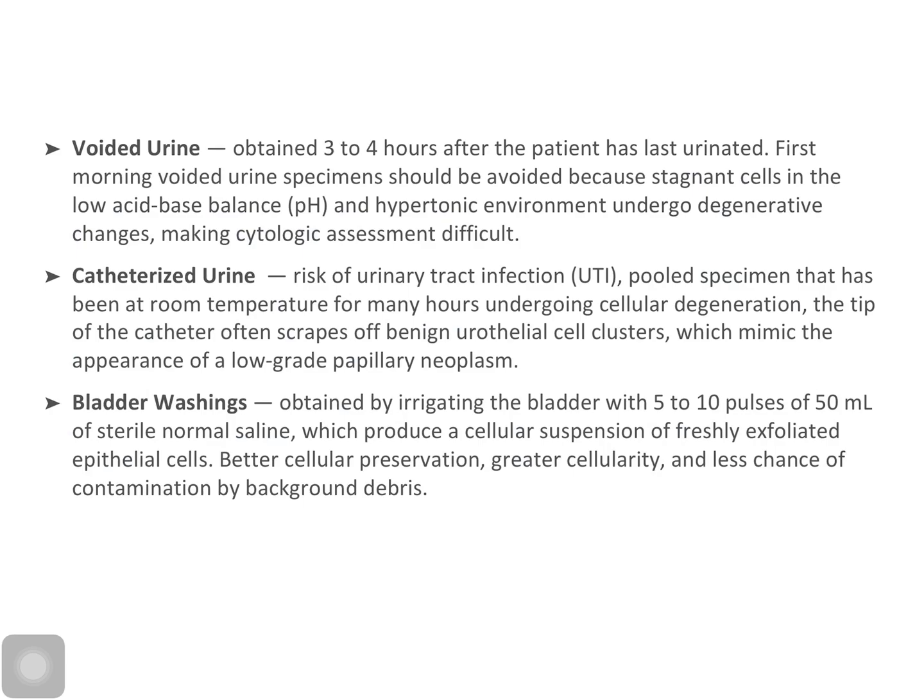Catheterized urine: there is the risk of urinary tract infection, and a pooled specimen that has been at room temperature for many hours undergoes cellular degeneration. The tip of the catheter often scrapes off benign urothelial cell clusters which mimic the appearance of a low-grade papillary neoplasm. Bladder washings: this is obtained by irrigating the bladder with 5 to 10 pulses of 50 ml of sterile normal saline, which produces a cellular suspension of freshly exfoliated epithelial cells. This is done for better cellular preservation. There is greater cellularity and less chance of contamination by background debris.